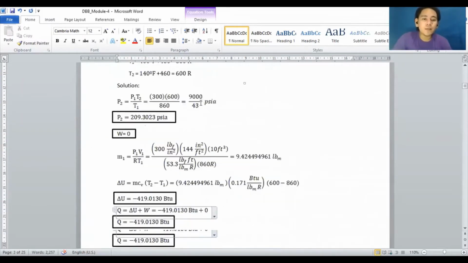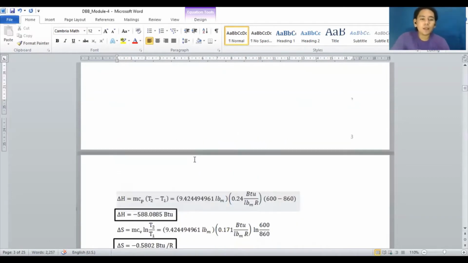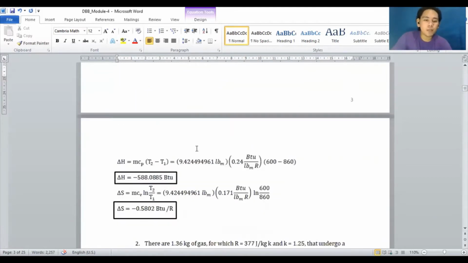Now next, the change in enthalpy. The change in enthalpy is equal to m cp delta T. So we have our mass, which is 9.42 pound mass, times its cp. Don't forget to remember the values for cp and cv in the English system as well as in the metric system. So 0.24 multiplied by 600 minus 860, which is T2 minus T1. And we yield a delta H equals negative 588.0885 BTU.